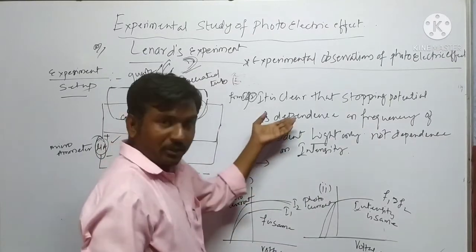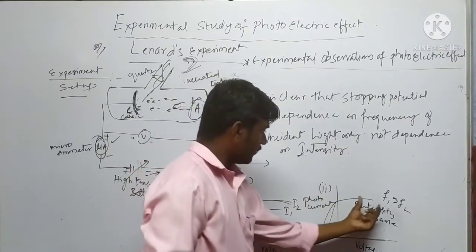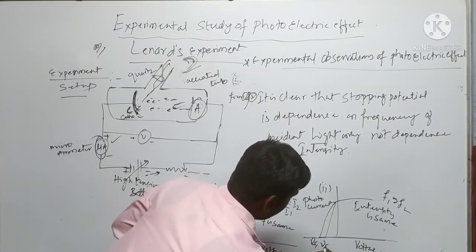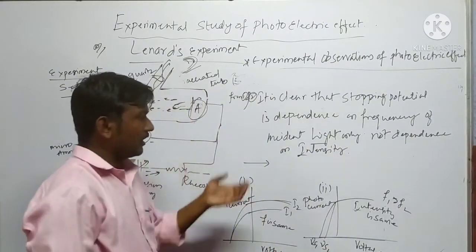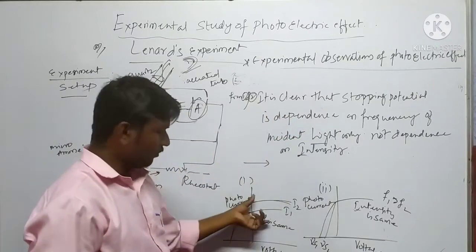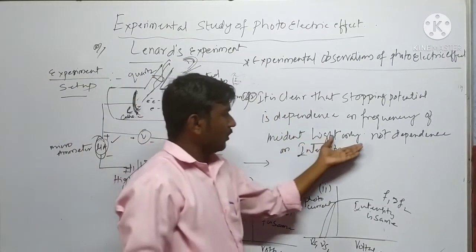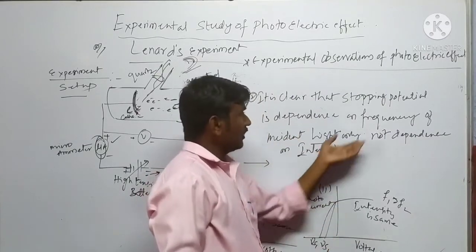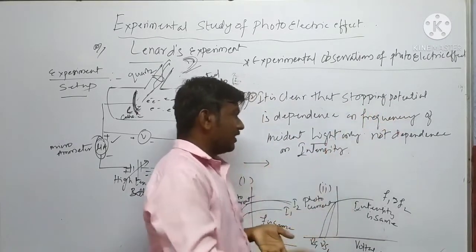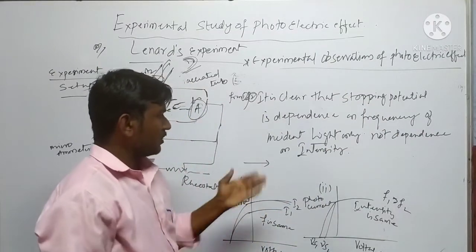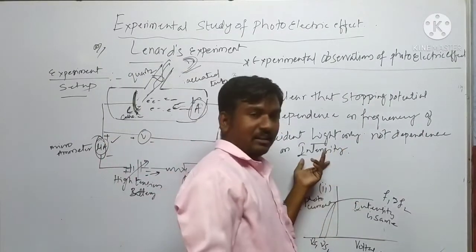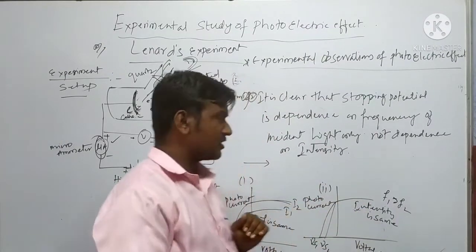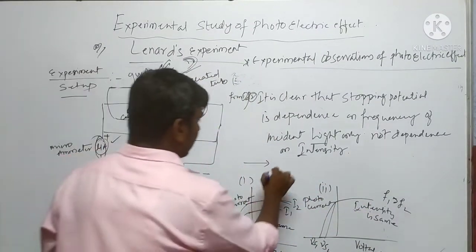So what does the stopping potential depend on? It depends on frequency. So this is Vs1, Vs2, but it is not dependent on intensity. It is dependent only on frequency. It does not depend on intensity. Hence the maximum kinetic energy.